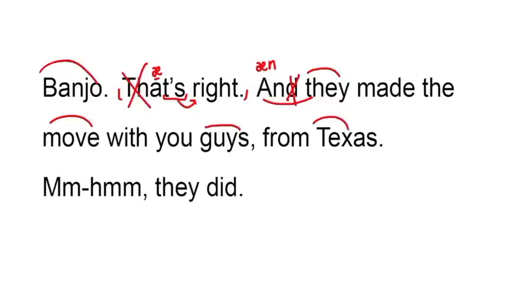So the stressed words, more clear, more time, up-down shape of stress. The unstressed words, flatter in pitch, said more quickly, less important. And they made the move with you guys from Texas. The word from reduced, it's not from, but from Texas. So the vowel changes to the schwa, so we can say that word really quickly, from Texas.